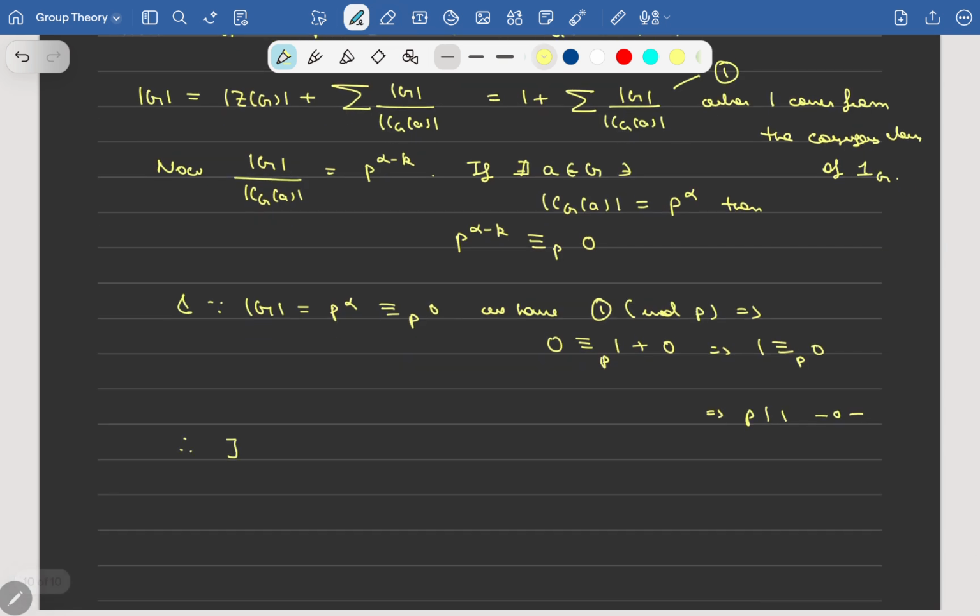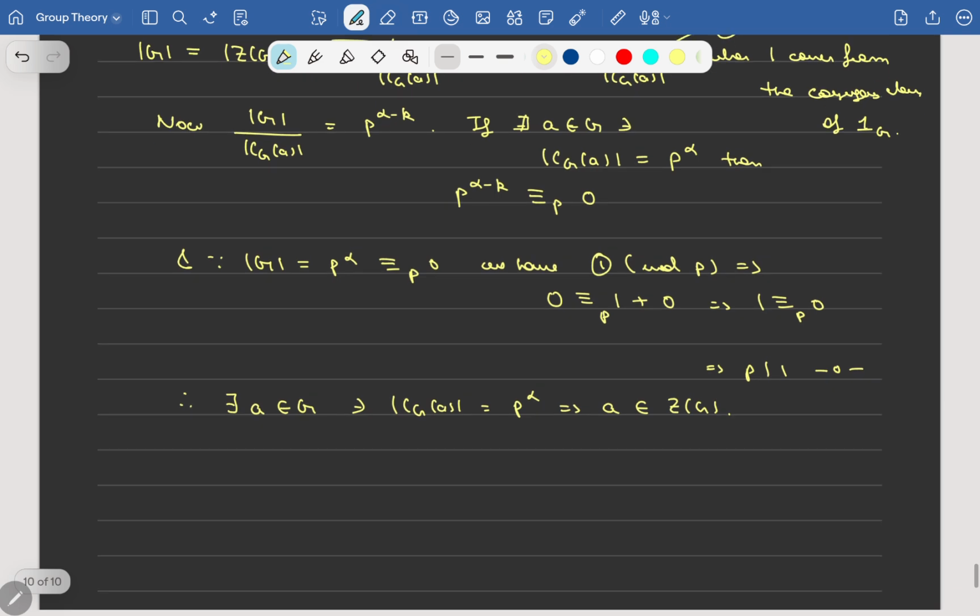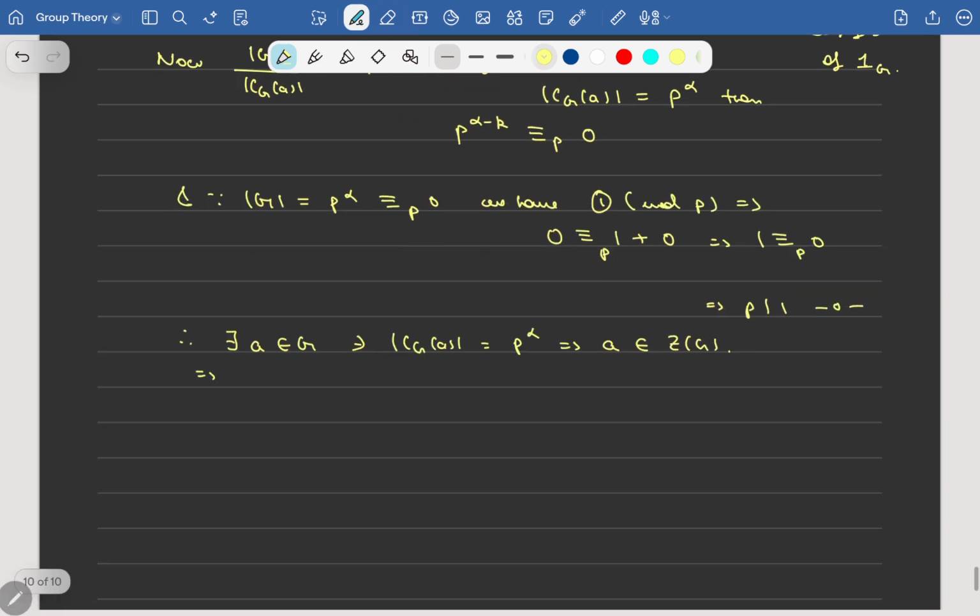So therefore there must exist some element in G other than identity, obviously, because we have already assumed identity into our consideration, such that the order of the centralizer of A should be exactly equal to p to the power alpha, but that will necessarily imply that A is an element in the center. So there is at least one more element in the center, okay, which implies that the cardinality of the center has to be greater than 1.